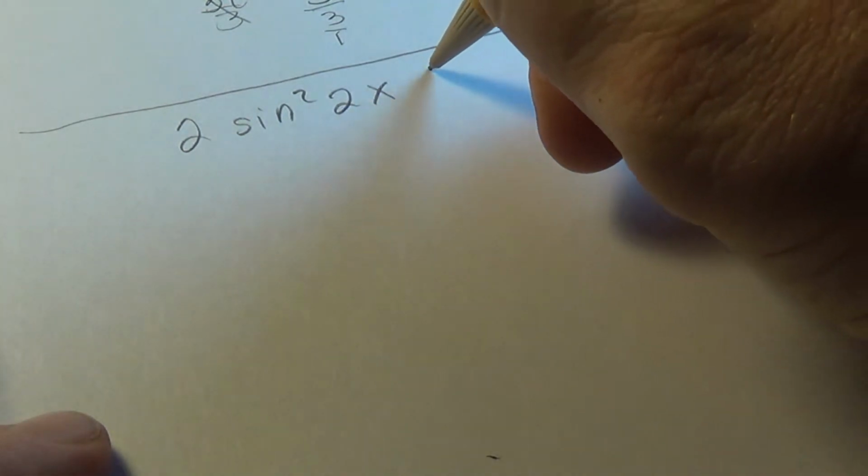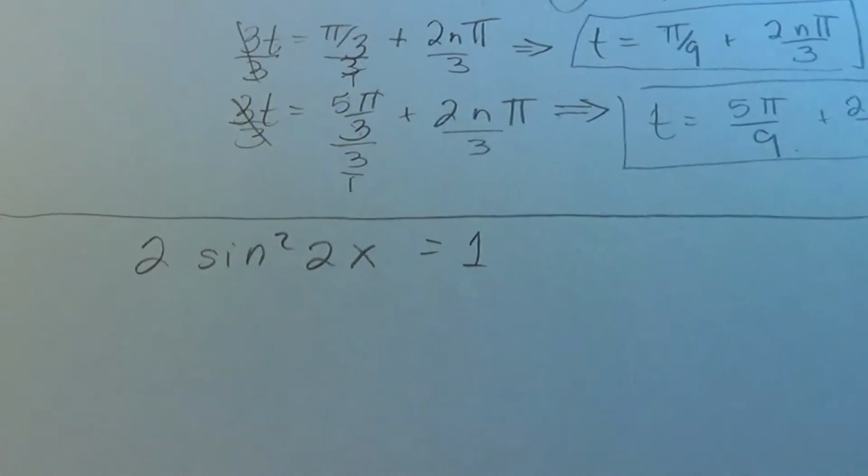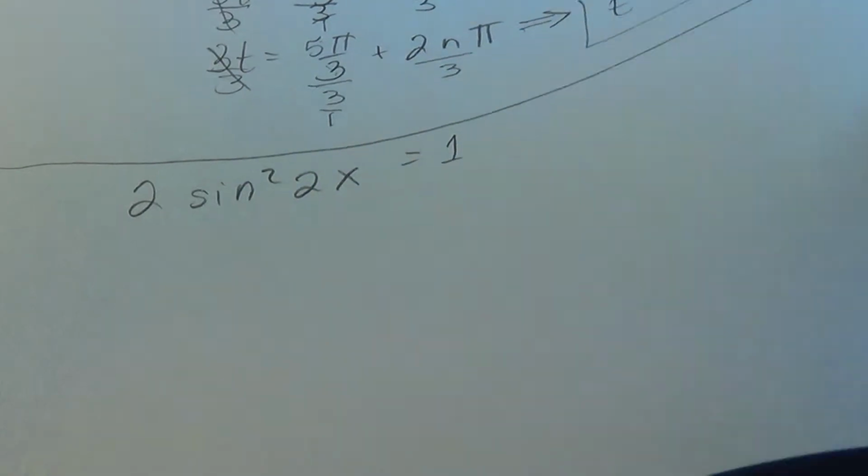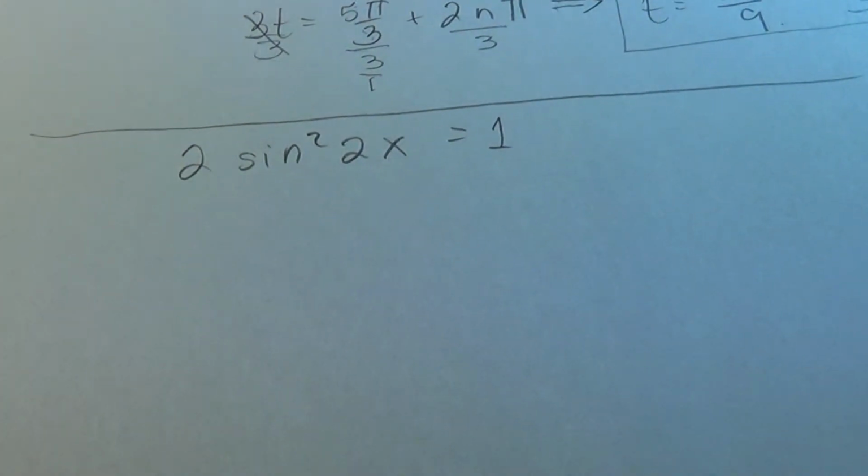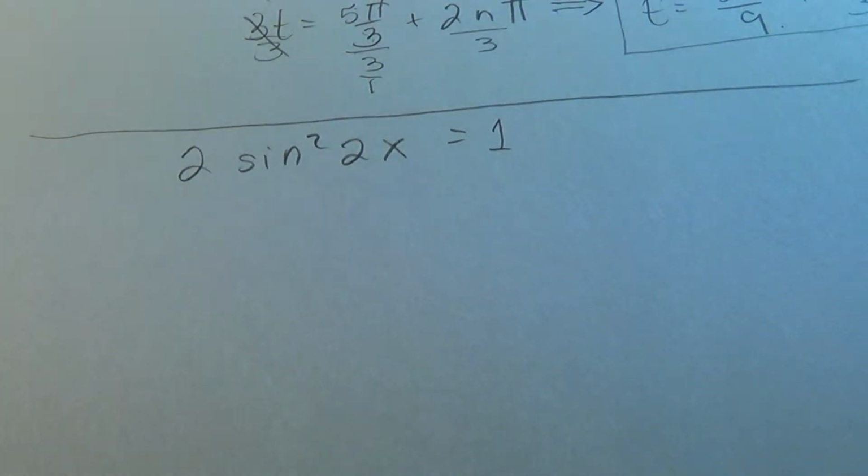Try 2 sine squared 2x equals 1. All right, see if you can work ahead of me. Get that one ready. And I say get it ready. Get sine of 2x by itself. Then you can watch what I did.